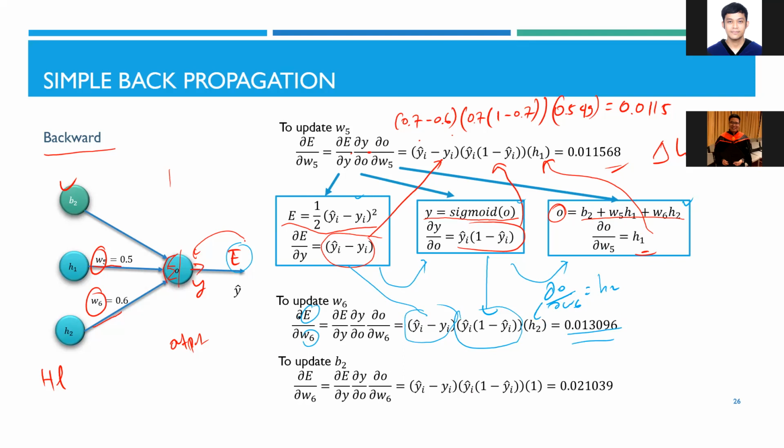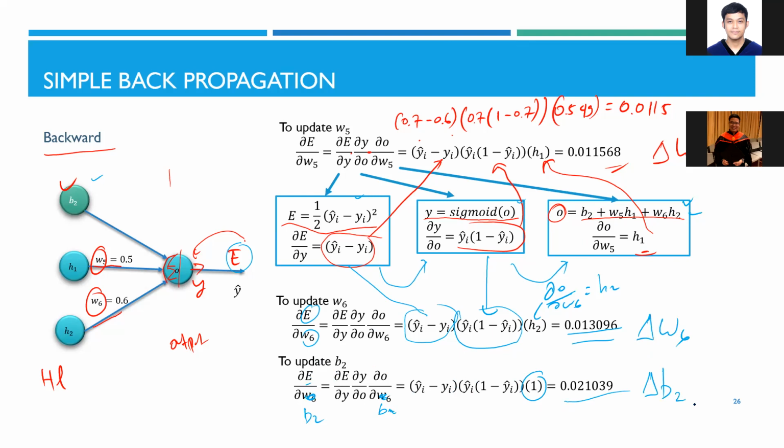Okay. And then finally, bias. For the bias also, we have E over, sorry, this is a typo. This should be B2. Okay, so for this one, we do the same thing. The only difference is only this part. Why? Because O is this equation. If we derive over B2, the derivative is 1. So this is the result. Okay, so this is the delta for W6. This is the delta for bias 2.